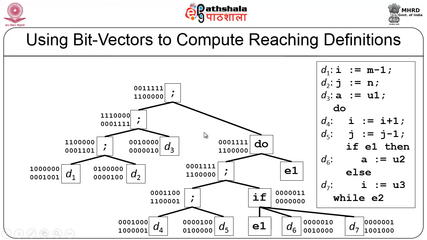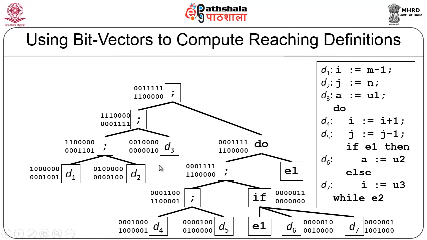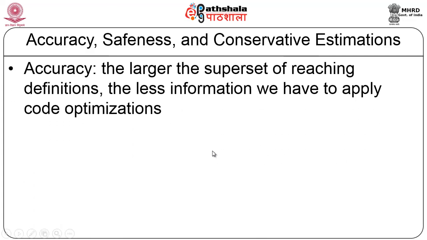Now, this can be computed with reference to bit vectors also, where the first position corresponds to D1 and the last one corresponds to D7. So, whatever we have talked in terms of D3, D4, D5, D6, D7 etc., the corresponding bit is set to 1 if it is there, if it is not there it is set to 0. Accuracy, safeness and conservative estimation, this is the basis for computing this data flow equation for reaching definitions.